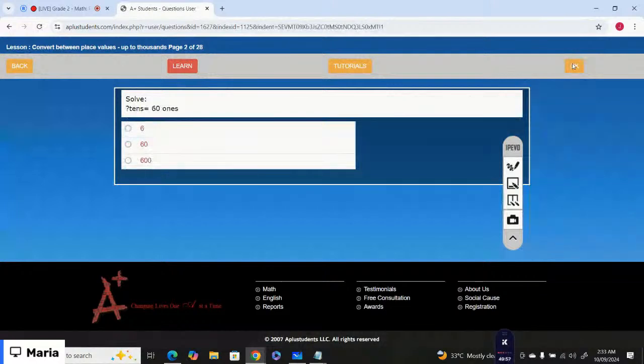Okay, 60 ones equal how many tens? That is 6 tens, right? 60 ones means you have 6 tens. So the correct option is 6 tens. Option number 1 is the correct option, right?